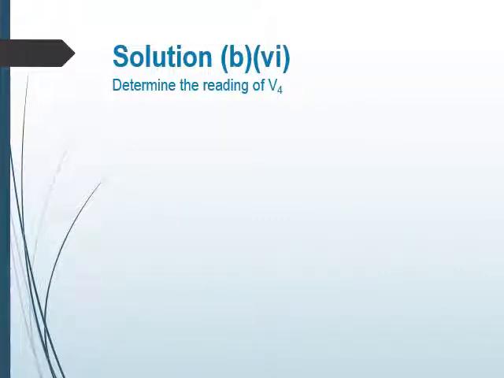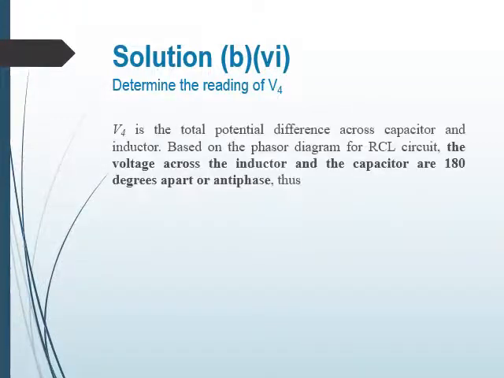Question 6 determines the reading of V4. V4 is the total potential across the capacitor and inductor. Based on the phasor diagram for an RCL circuit, the voltages across the inductor and the capacitor are 180 degrees apart, or you can say they are antiphase. Thus, V4 is the total of VL and VC. And since they are facing opposite directions, we have VL minus VC, which is then equal to 0 volt.